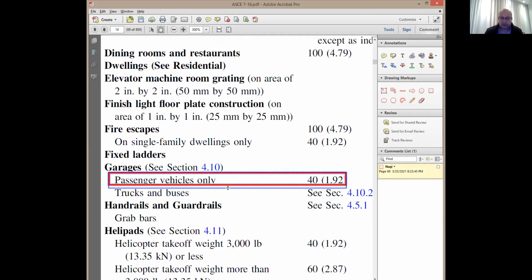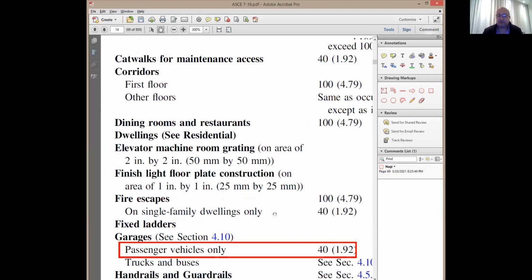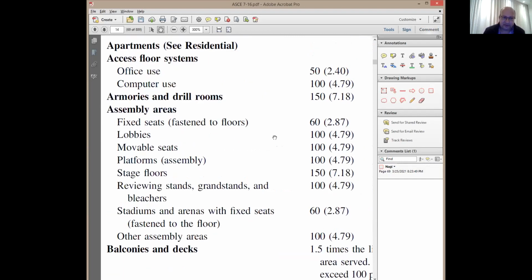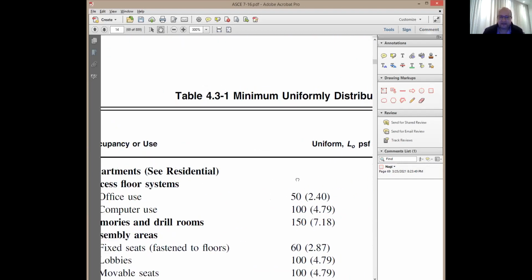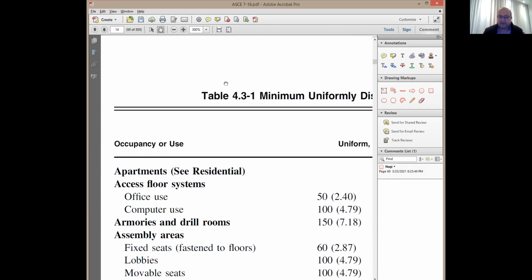Like any other commercial parking structure, it's going to be 40 PSF, pounds per square foot. It used to be 50, just so you guys know. That's why I said, is it 50 or 40? Because I want you to dig for it. But now we did it together. So this is going to be in this table of the ASCE.